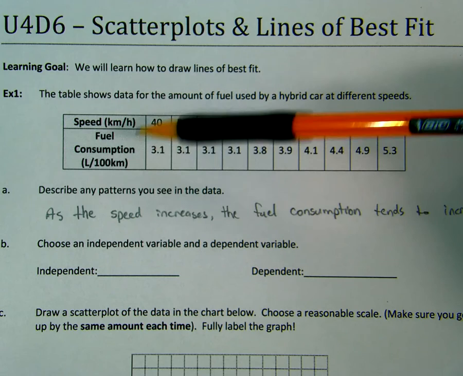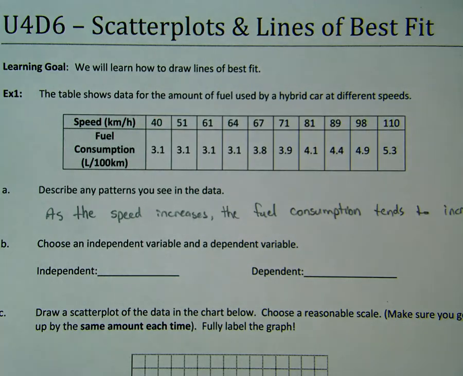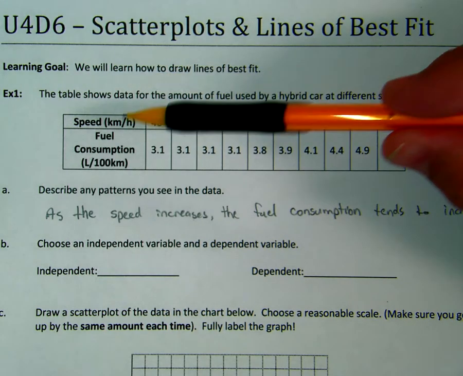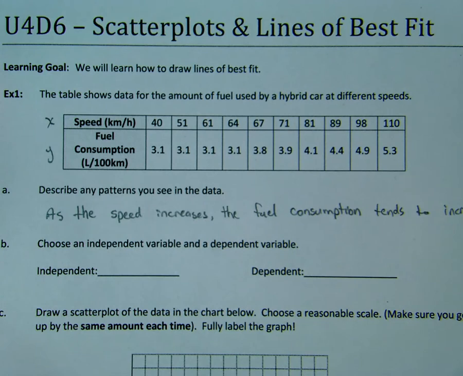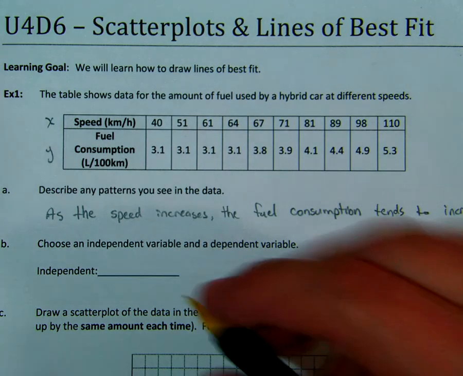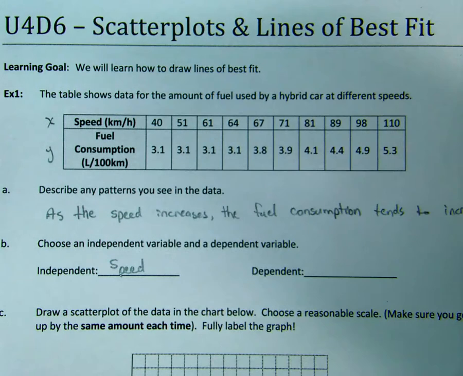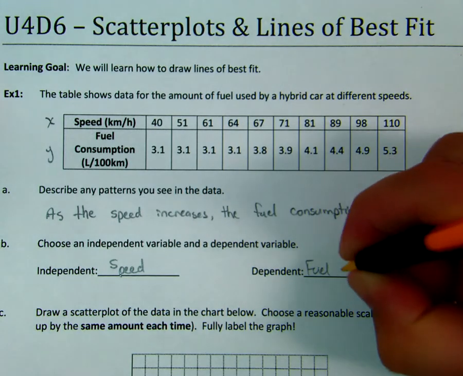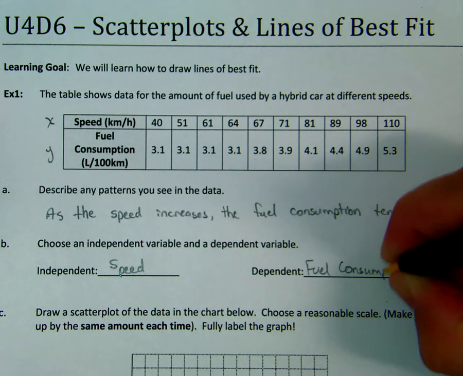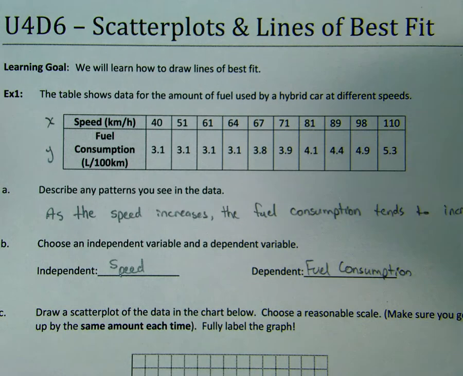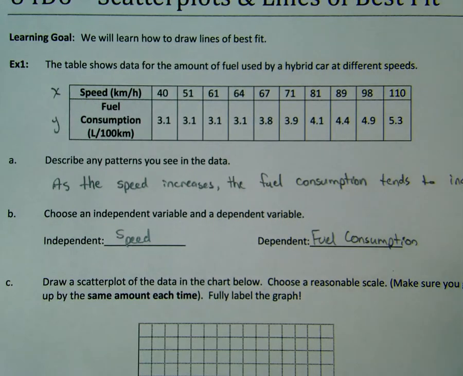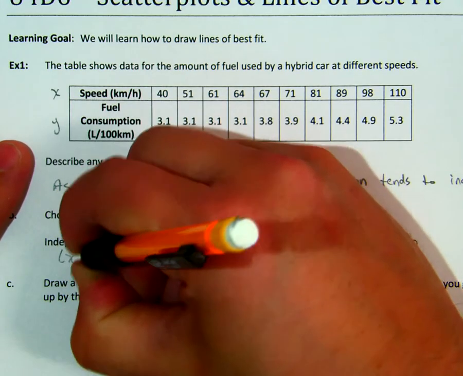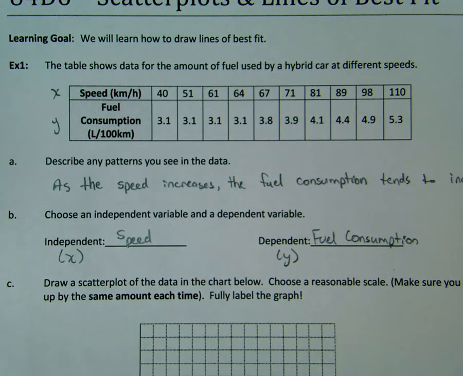For independent and dependent variable, this one's kind of tough to decide. Does the fuel consumption depend on the speed, or does the speed depend on the fuel consumption? Actually, fuel consumption depends on speed. The other hint that they give you is the first one's always x, and x is always independent. So this is x, that's y. It's always in order. So the independent variable here would be speed, and the dependent variable would be fuel consumption. Hopefully I'm not going too fast. Just as a reminder, independent's always x, dependent's always y.